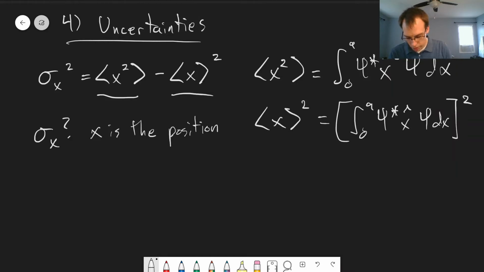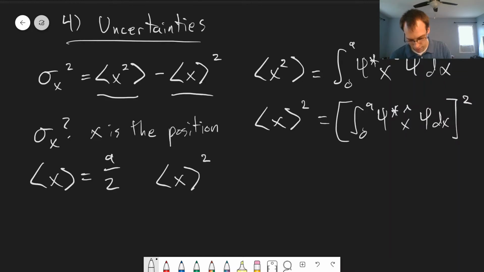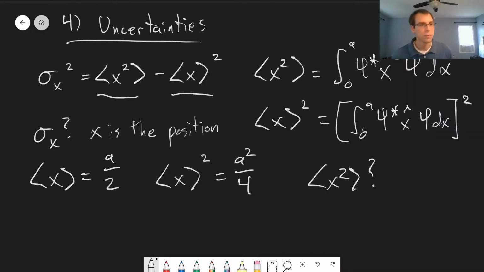In your homework, you'll find that the expectation value of x for a particle in a box is a over 2. We're just going to take that as a given, and you'll work out that exact value. So the second half of this, the expectation value of x, squared, is just a squared over 4. And so we just need to find the expectation value of x squared.